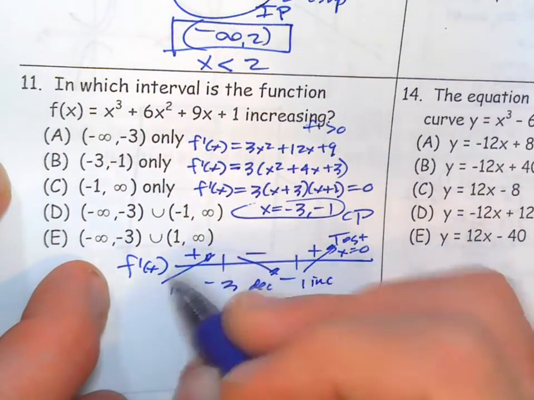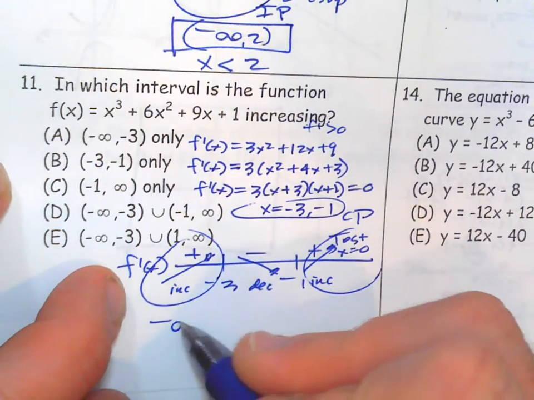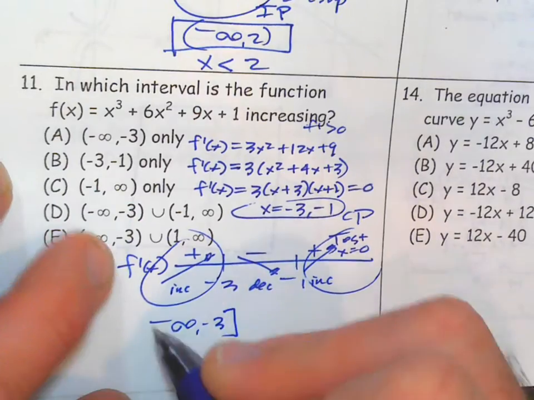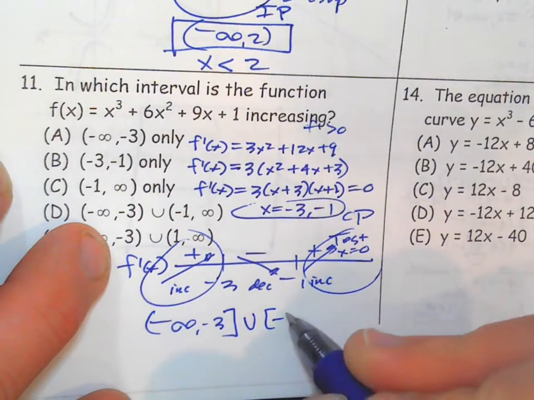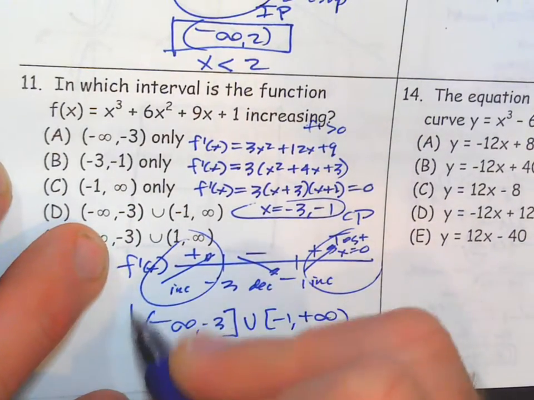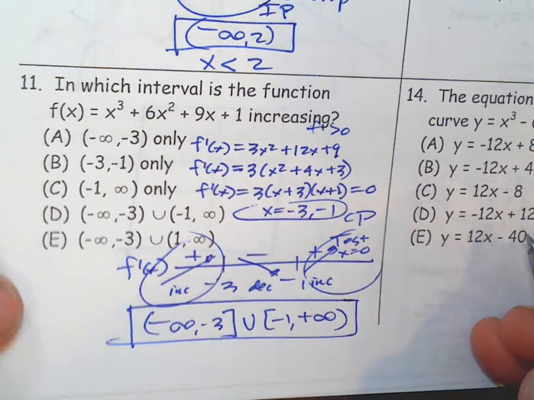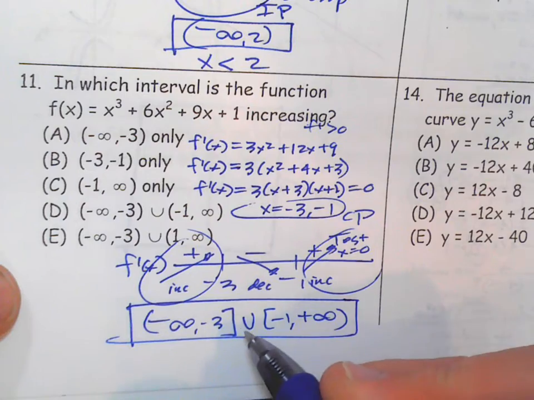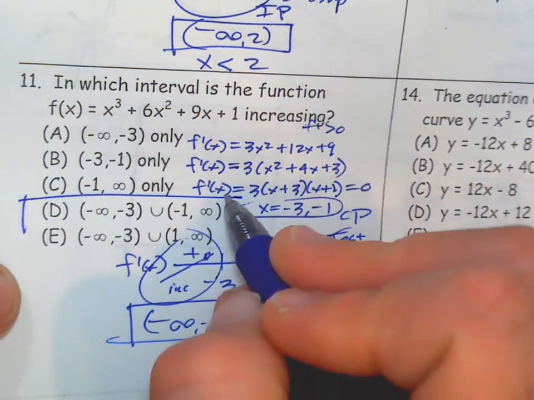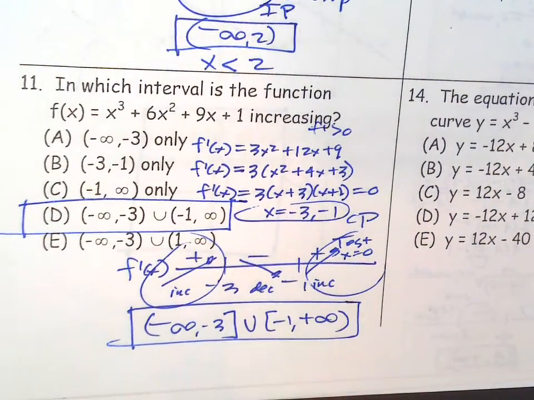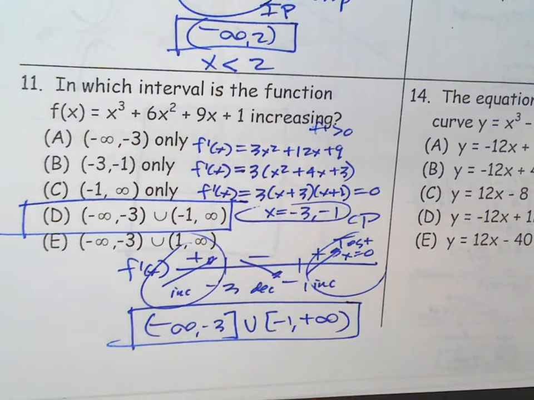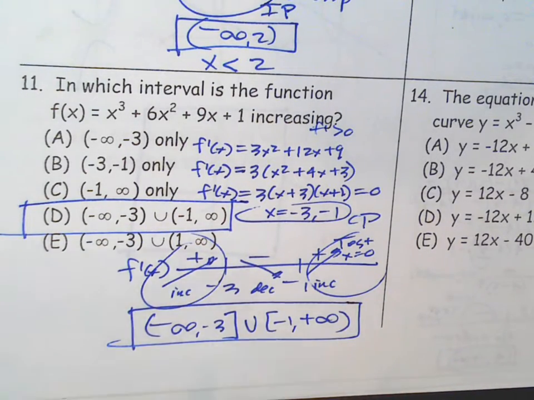We want increasing, so this and this. So negative infinity to negative 3, and we include the endpoints, and negative 1 to positive infinity. Negative infinity, negative 3, negative 1, infinity. So I think it's this one, D. Now you might be like, oh, but those have parentheses. That's fine. They're not going to try and trick you on purpose. They're not going to have both of them make you choose. So you should feel all right with that.